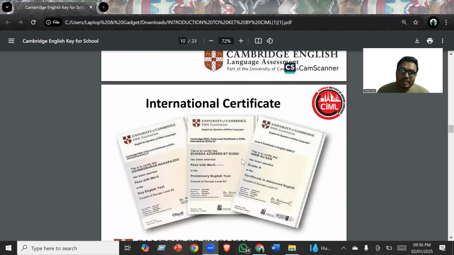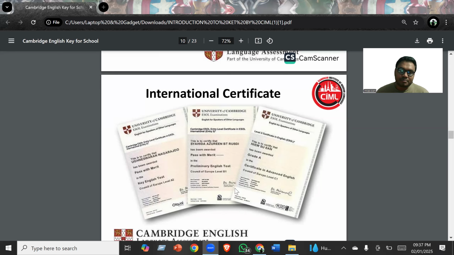Now you can see some pictures of international certificates. Whenever you take the A2 Key for Schools exam or any other Cambridge exam, you will receive this type of certificate. In these certificates, your name will be there, your grades will be there, your marks will be there, basically your skills will be there. So these are some pictures of the international certificates, and hopefully you will attend this type of exam and you will get this type of certificate also.